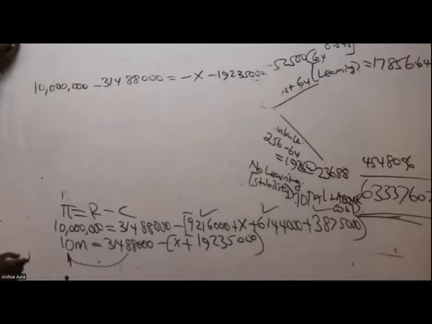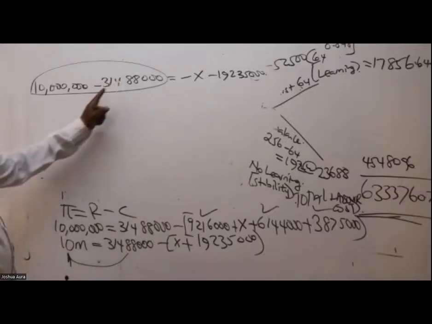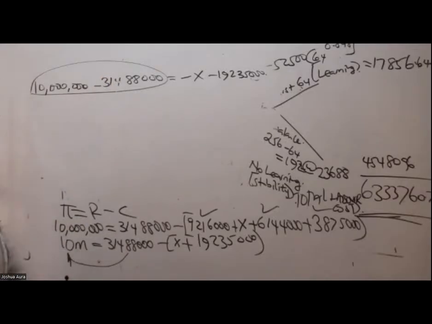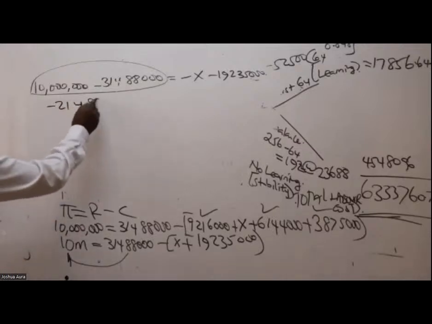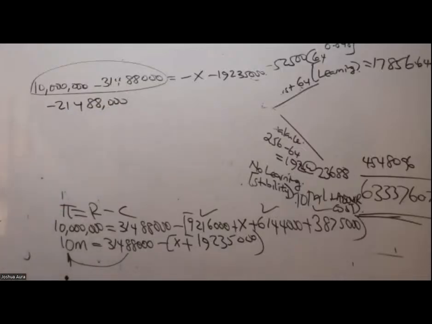Aya, abracadabra. I can take a shortcut. Let me first get how much comes when you subtract. Subtract 10 million minus this. What figure are we getting, somebody? Aha, minus 21,488,000. I don't know whether it's all of us who are getting that figure.